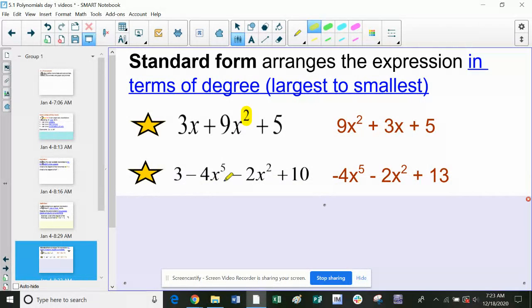Similarly here, I have 3 minus 4x to the 5th minus 2x squared plus 10. So again, pick the term with the biggest exponent right there, and that term with its sign comes first, then the term with the next biggest exponent. Then I have two constant terms, and in standard form, combine them. So a positive 10 and a positive 3 combine to be 13. Now you're in standard form.